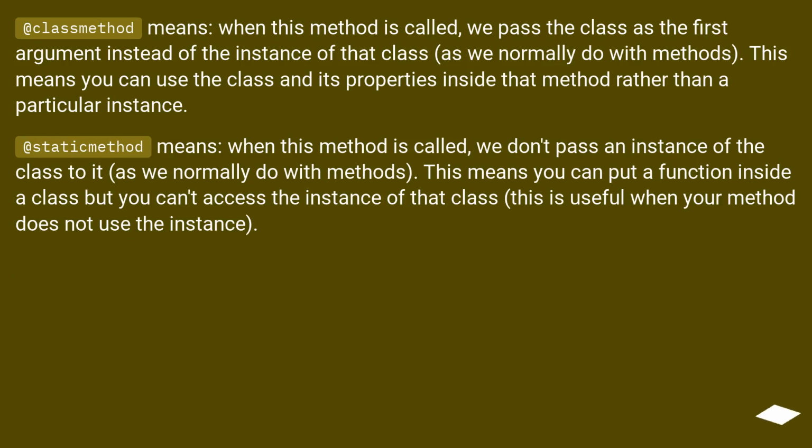@classmethod means, when this method is called, we pass the class as the first argument instead of the instance of that class, as we normally do with methods. This means you can use the class and its properties inside that method rather than a particular instance. @staticmethod means, when this method is called, we don't pass an instance of the class to it, as we normally do with methods. This means you can put a function inside a class but you can't access the instance of that class. This is useful when your method does not use the instance.